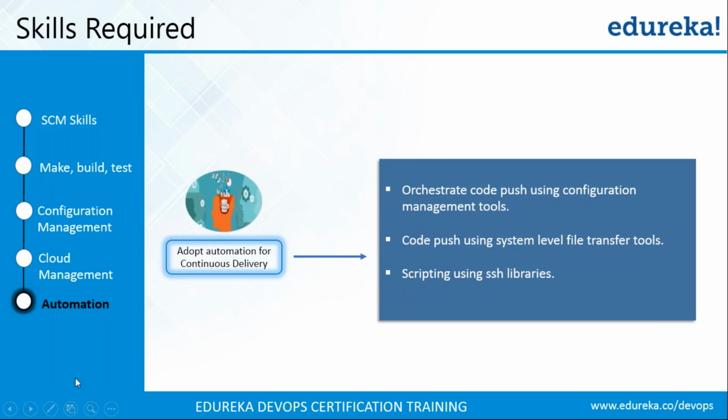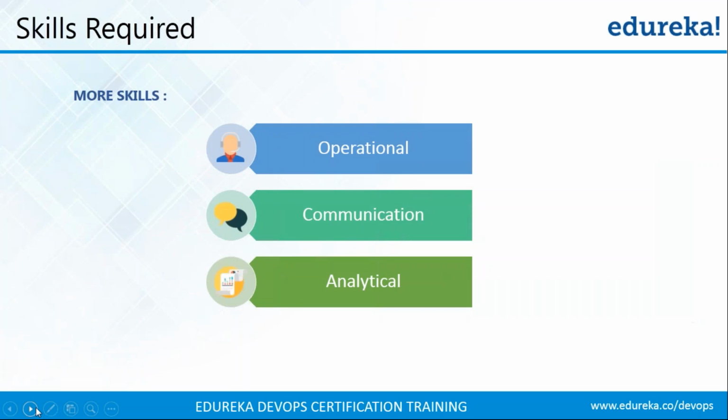So these were actually the core technical skills that are required, but apart from that, you need some more skills too. You need to have operational skills because you will be working with the ops team, and it is said that a DevOps engineer is actually a software developer who knows something about operations, or a system admin who has been working on the operations team and knows something about development. So you need to have all the skills.